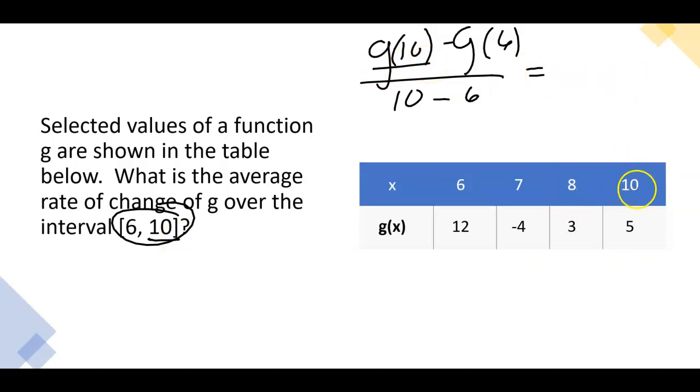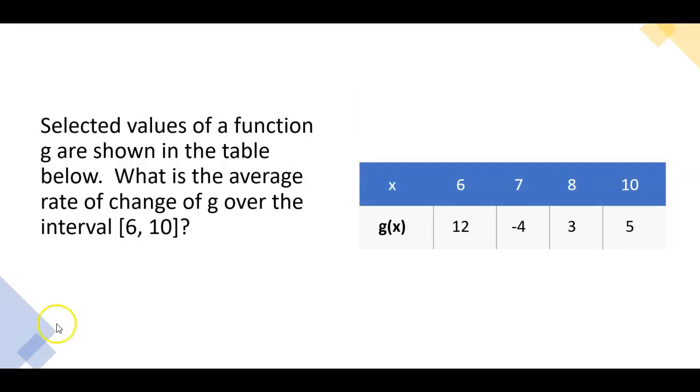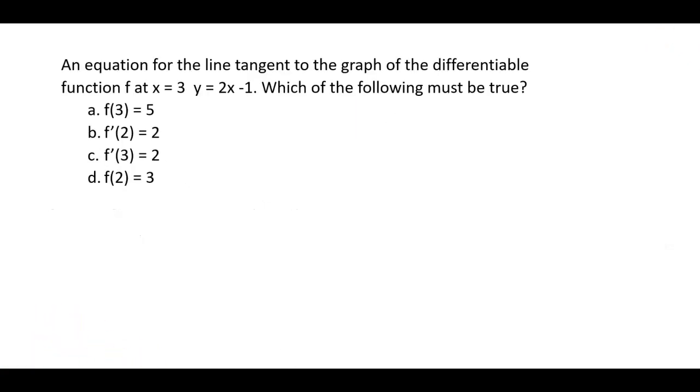So g of 10 is 5. g of 6 is 12. And so we have 5 minus 12, which is -7. 10 minus 6 is 4. Final answer, -7/4. That's the average rate of change. All right, let's go ahead and move on to number 3.